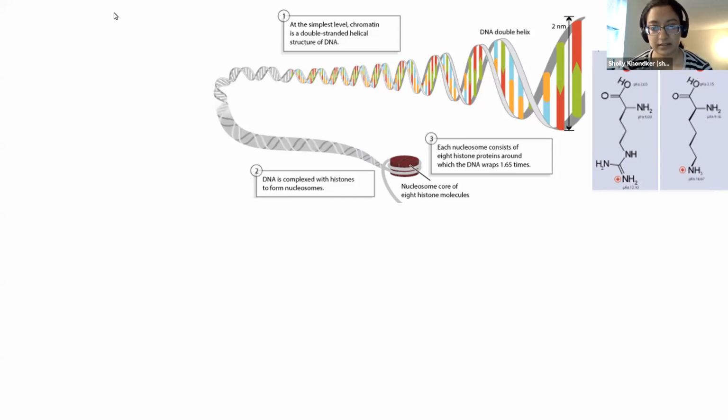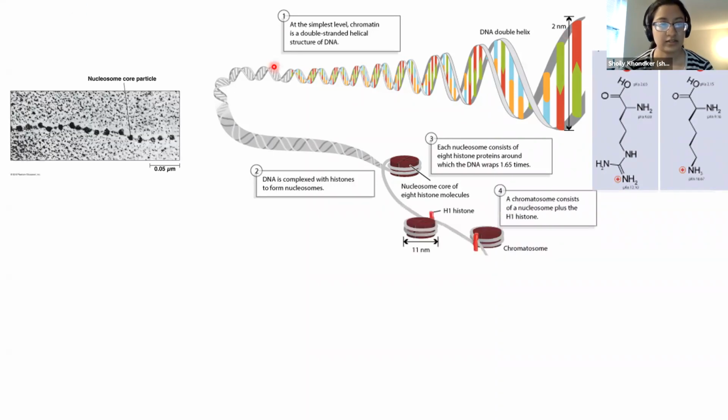There are 5 types of histones, 4 of which comprise the core of a nucleosome. A nucleosome consists of 8 histone molecules. They're called H2A, H2B, H3, and H4. The DNA wraps around each nucleosome 1.65 times. You can see the structure here in an electron micrograph. These dots represent the histone cores.